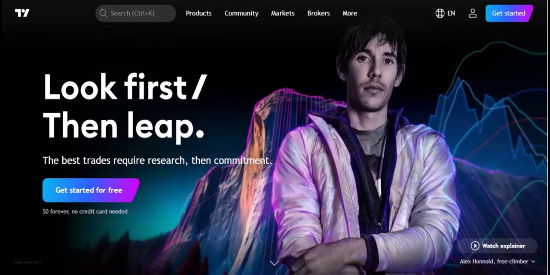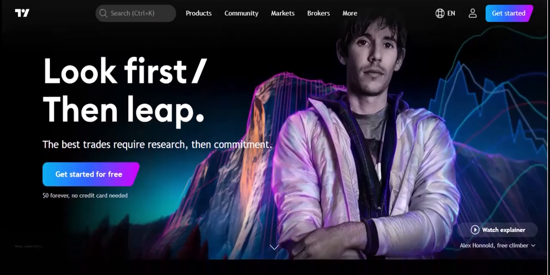Are you trying to decide between TradingView and NinjaTrader for your trading journey? Do you feel overwhelmed by the sheer number of platforms out there, each promising to be the ultimate solution? Well, you're not alone. Choosing the right trading platform is a critical decision, one that can significantly impact your efficiency, analysis, and ultimately, your trading success.